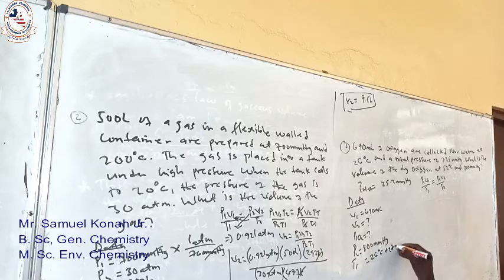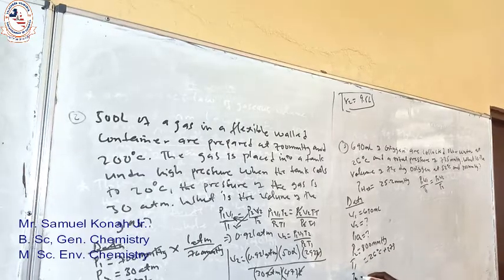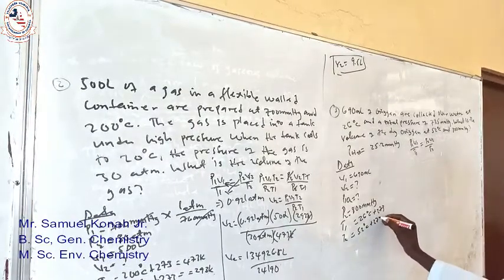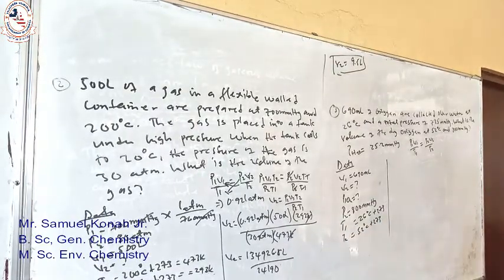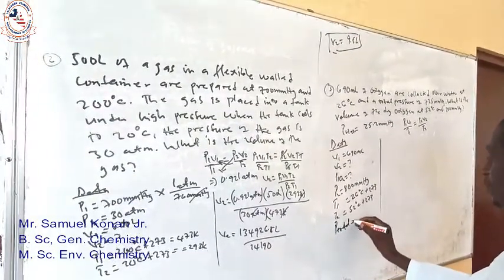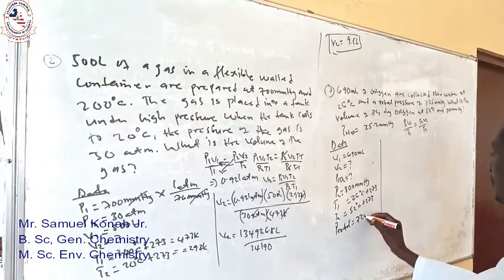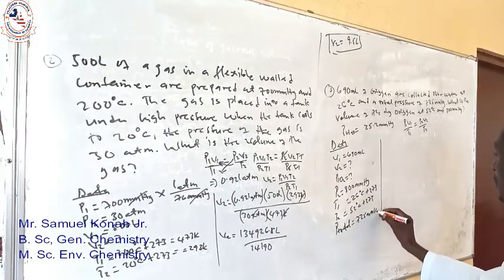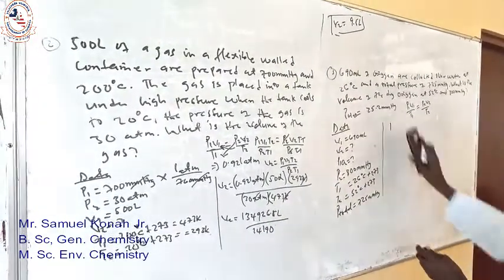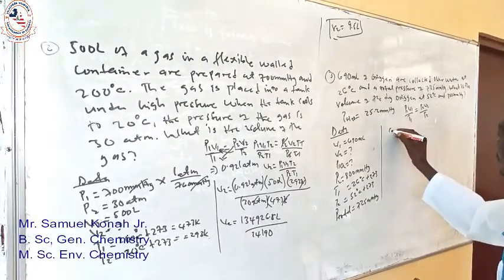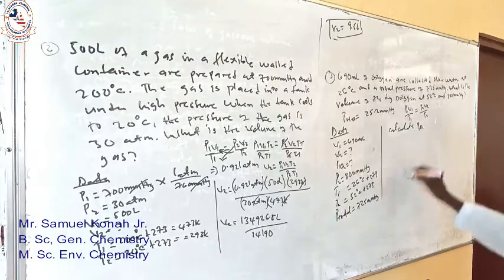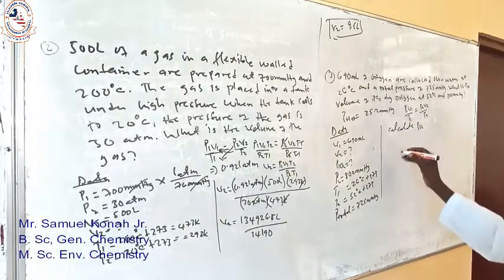We add 273 there, change to Kelvin. Our T2 was given to be 52 degrees C. We add 273, change to Kelvin. So the partial pressure was given, and they also gave us the total pressure, which is 725 millimeter mercury. So knowing that, we say, calculate P1 of O2, I mean the pressure of oxygen.